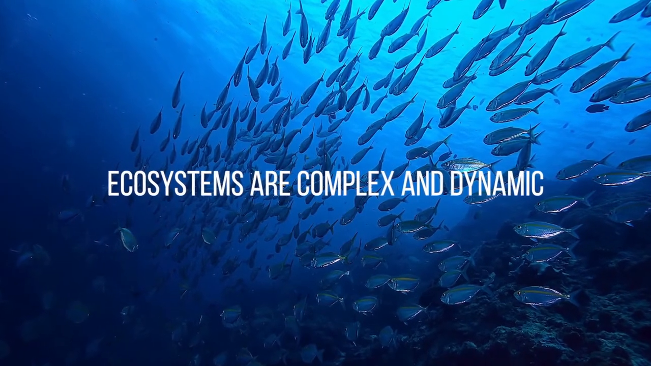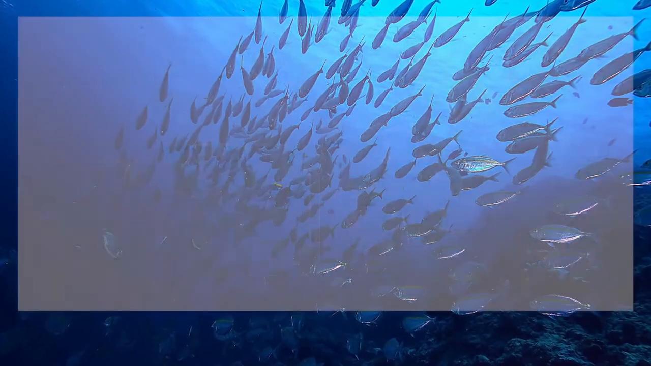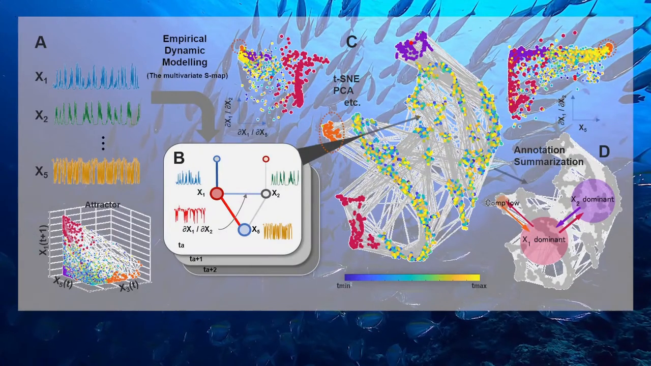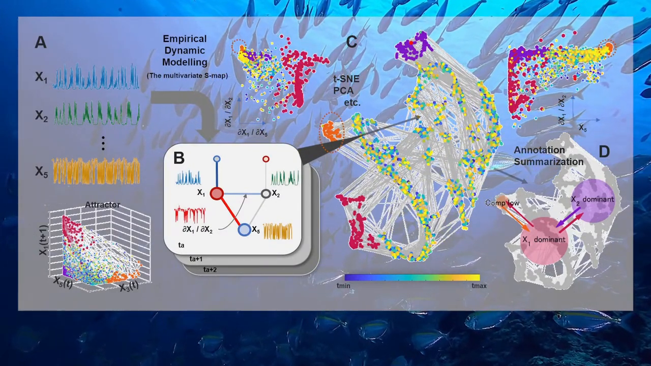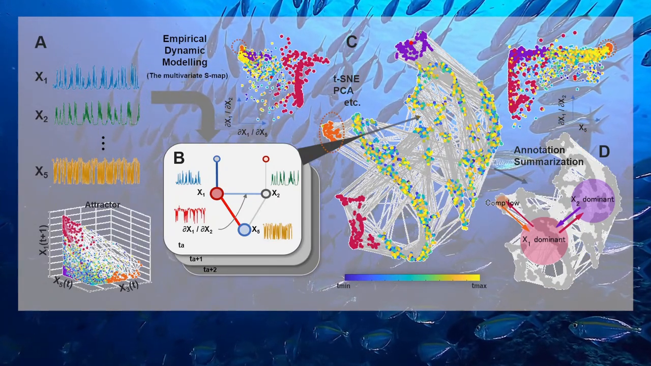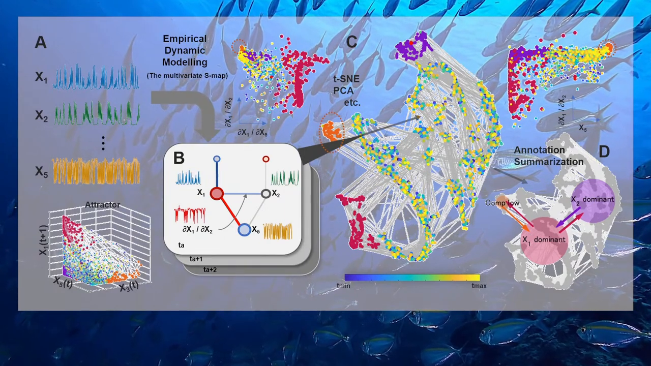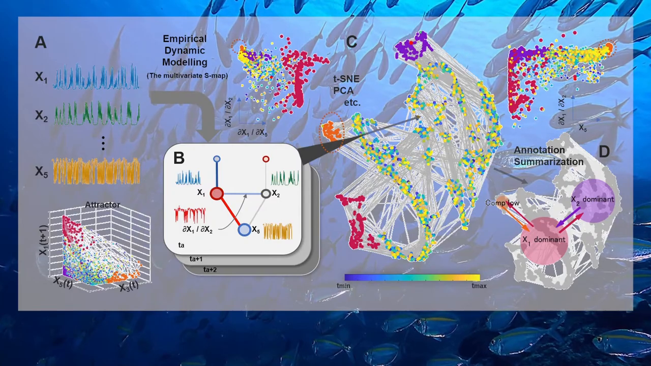Ecosystems are complex and dynamic. To investigate the dynamic nature of ecosystems, we have developed a prototype of a visual analytics system based on empirical dynamic modeling, EDM. EDM is a set of analytical methods rooted in nonlinear state-space reconstruction. Integrating EDM with dimensionality reduction, brush-linked visualizations, and visual summarization support understandings of ecosystem dynamics.